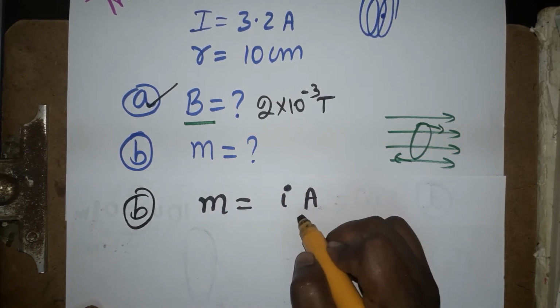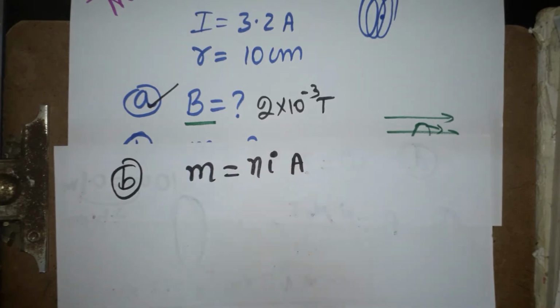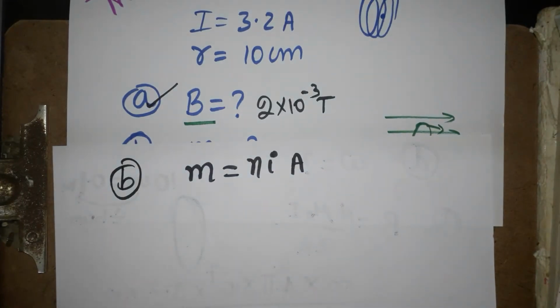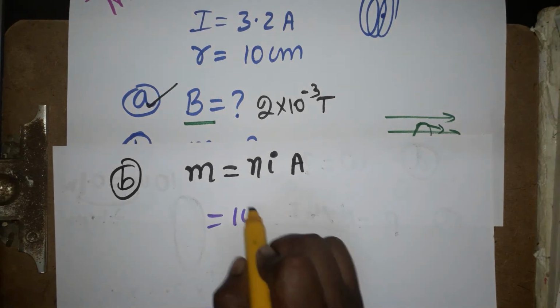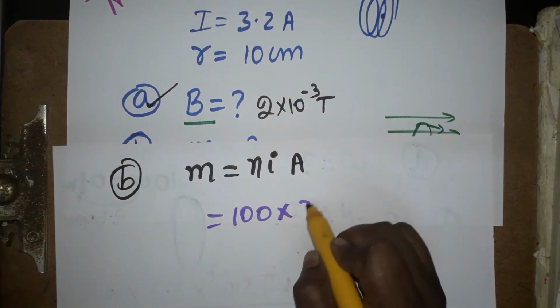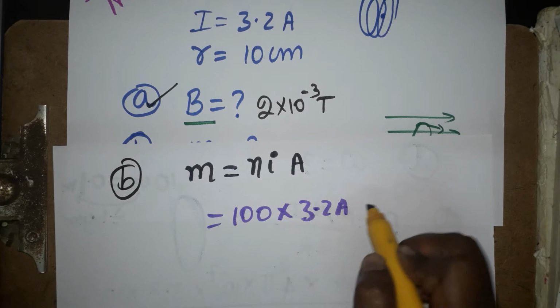Usually we will take it as IA. In case the number of turns is there, you can take it as NIA. Here in this question, we have n number of turns, which is going to be 100. The current flowing is 3.2 ampere, which is given in the question.